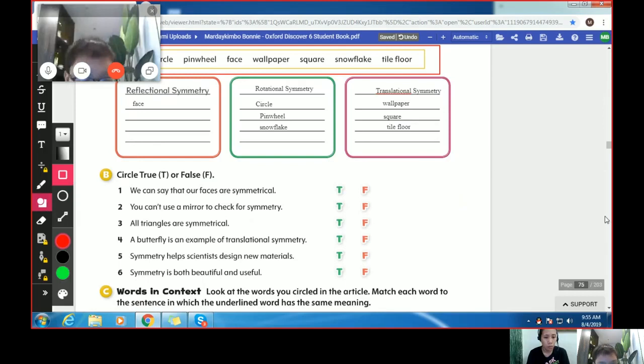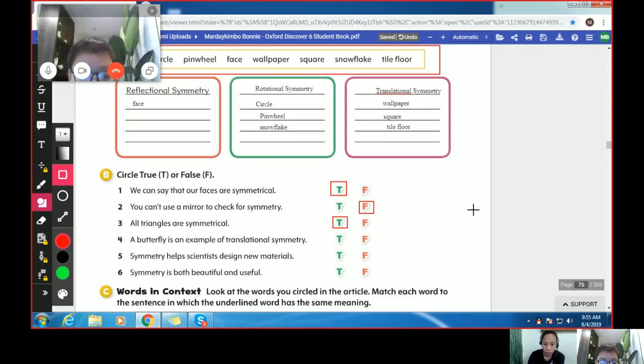We can say that our faces are symmetrical. It's true. Very good. Number 2. You can't use a mirror to check for symmetry. It's false. Number 3. All triangles are symmetrical. It's true.